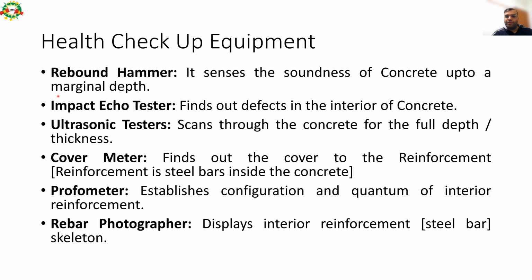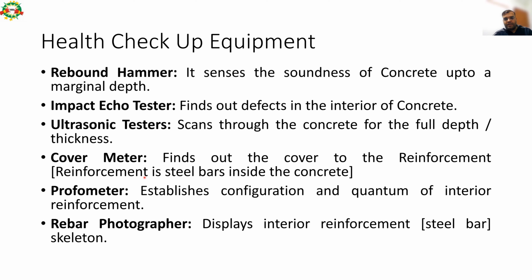The first type of equipment is the rebound hammer. It senses the soundness of concrete up to a marginal depth. The next equipment is the impact echo tester. It finds out defects in the interior of concrete. The next equipment is the ultrasonic tester. It scans through the concrete for the full depth and thickness. Then the cover meter. It finds out the cover to the reinforcement. Reinforcement is the steel bar inside the concrete, as we civil engineers all know.